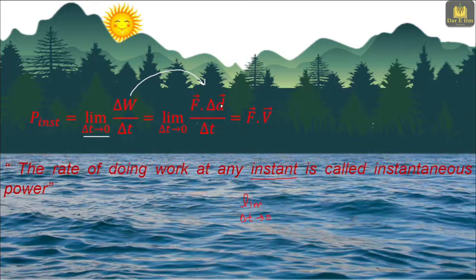So why delta with this D? Because we know that displacement is the shortest distance between 2 points, meaning it is the difference between 2 points. That is why I am placing delta with this D. And now this delta D over delta T gives us the value that is known as velocity. So here we can also define power as the dot product of force and velocity. If I open this dot product, then we know that I will place cos of theta.